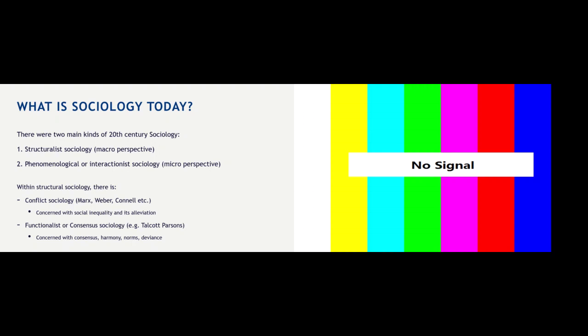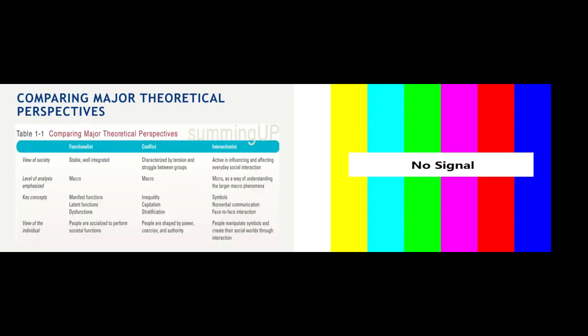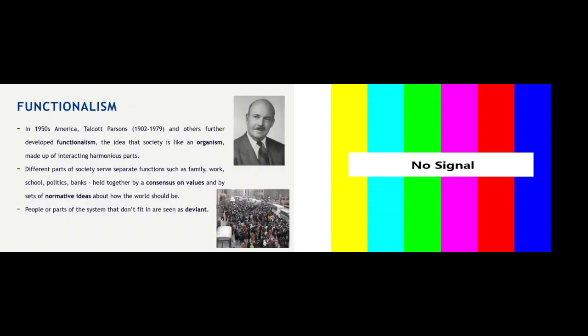So we can build on that by looking at more recent proponents of the kind of functionalist tradition. This table is a useful summary, which I'm not going to go over now, but if you're feeling a bit lost, I recommend having a look through that maybe after this lecture. And I'll start with Talcott Parsons, one of our key proponents of the functionalist perspective.